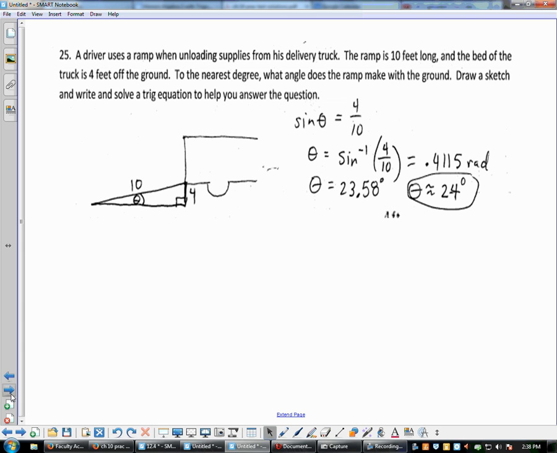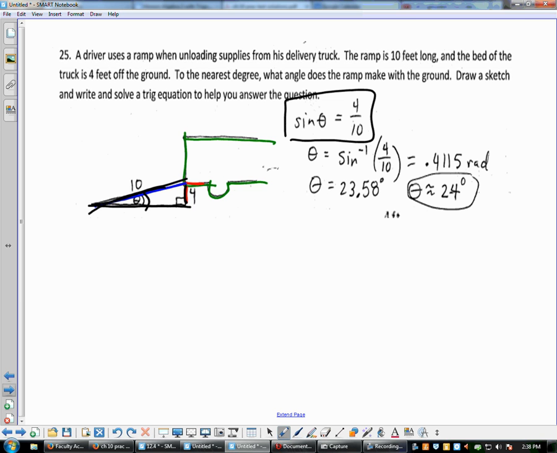Draw a sketch. So here's my truck. It's not a very good looking truck, but there it is, and this distance right here is 4 feet. So the bed of the truck right here is 4 feet off the ground. We know that the ramp itself is 10, and we're wondering about this angle that the ramp makes with the ground. So that brings up a sine situation because we know the opposite side and we know the hypotenuse.